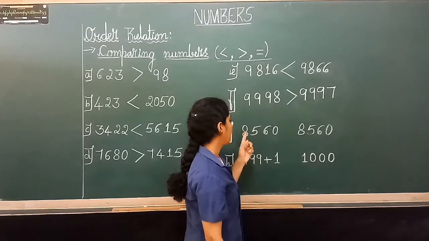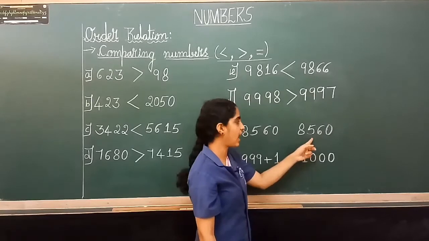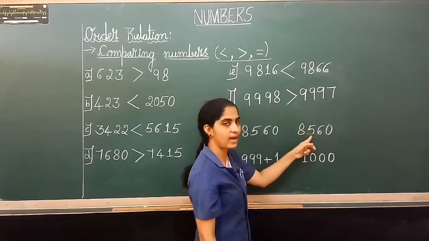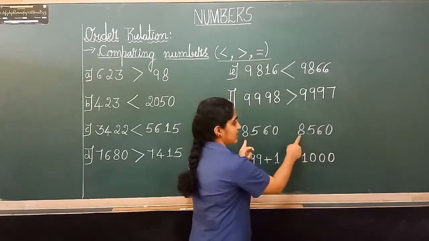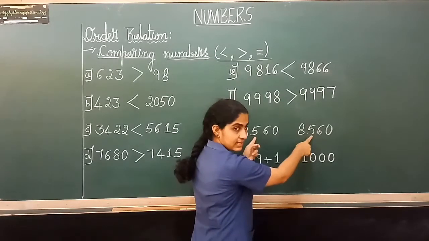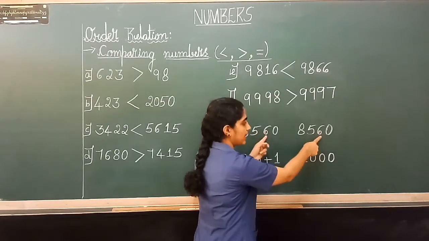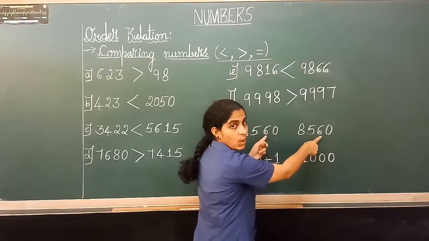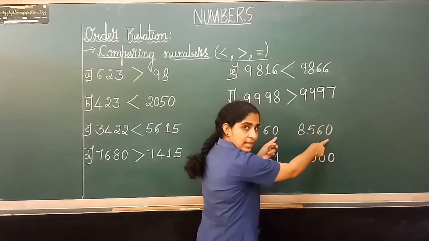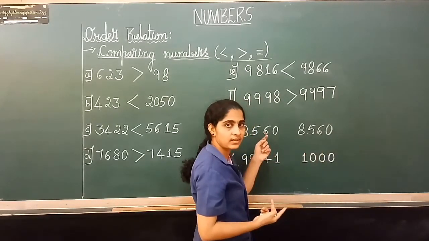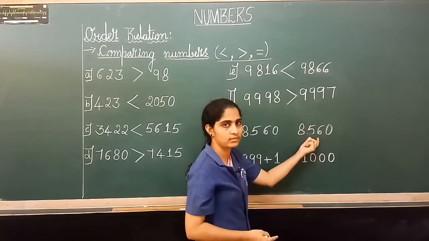So in this side we have 8560. On the other side we have 8560. So when we compare the numbers, first digit is 8. Second digit is also same. When we compare third digit, it is also same. When we move to the fourth digit, it is also same. What does it mean? That means both the numbers are equal.